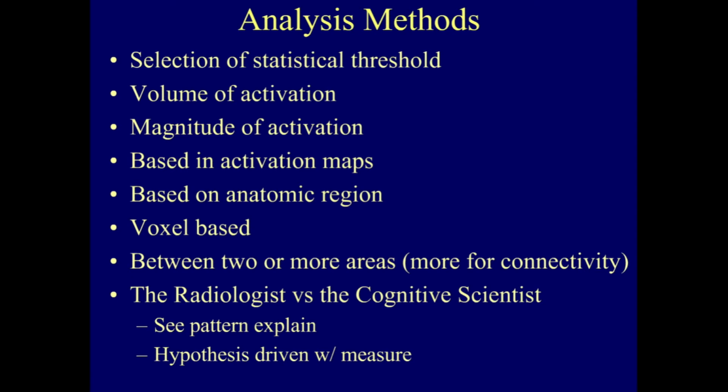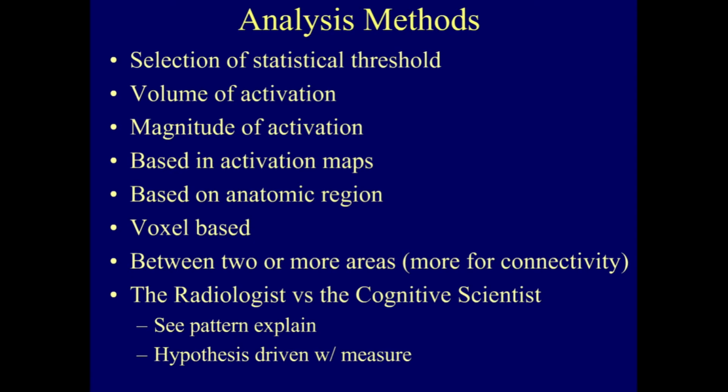One can look at volume of activation. One can look at magnitude of activation. One can do region of interest analysis based on activation maps, so only look at the areas activated, or one can look at activation within a particular anatomic region. One can also do voxel-based analyses, as we have discussed previously, for structural MRI as well as for PET and SPECT data. One can also look at signal differences between two or more areas. This is typically done for connectivity.